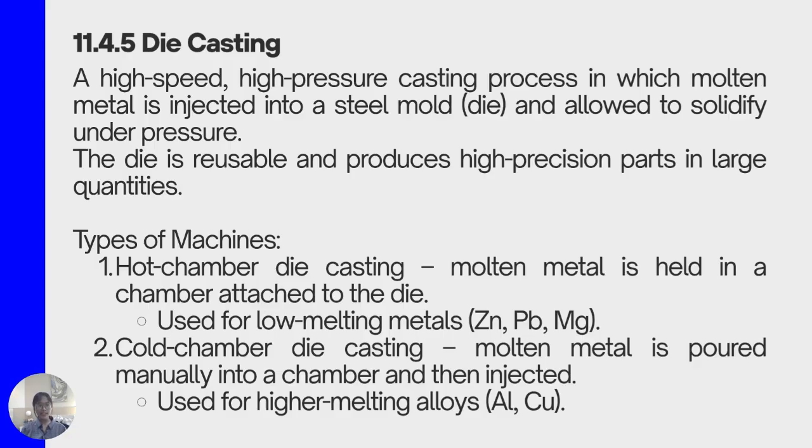Die casting is a high-speed, high-pressure process in which molten metal is injected into a hardened steel mold called a die, where it solidifies under pressure. The die is reusable and designed for fast production of precise, detailed parts. There are two main types: hot chamber die casting, where the molten metal is melted in an attached chamber and injected directly into the die. It's used for low melting point alloys like zinc, lead, and magnesium.